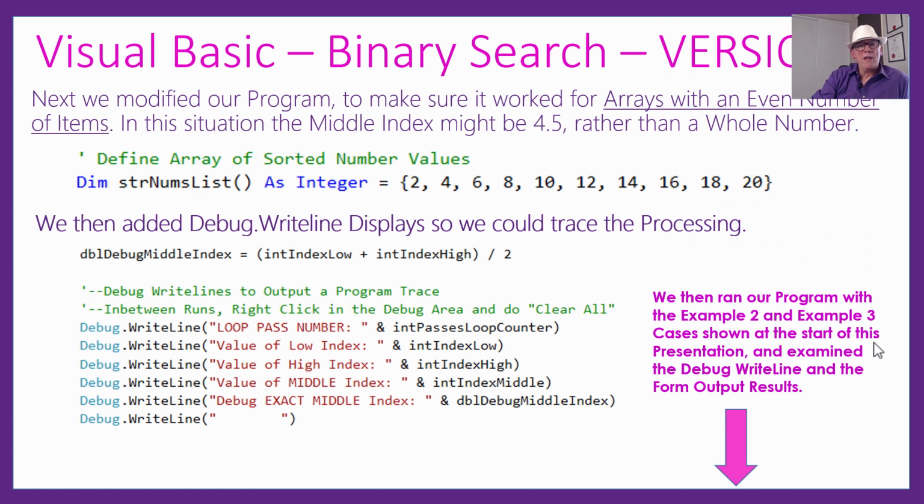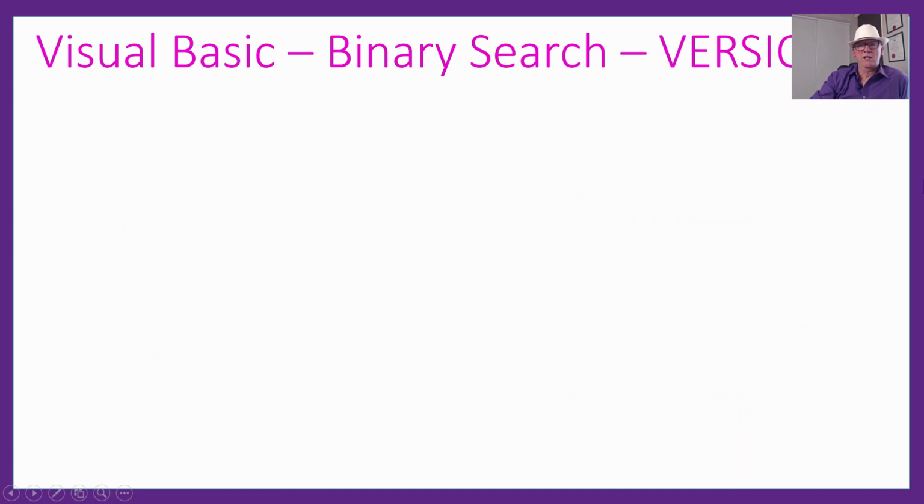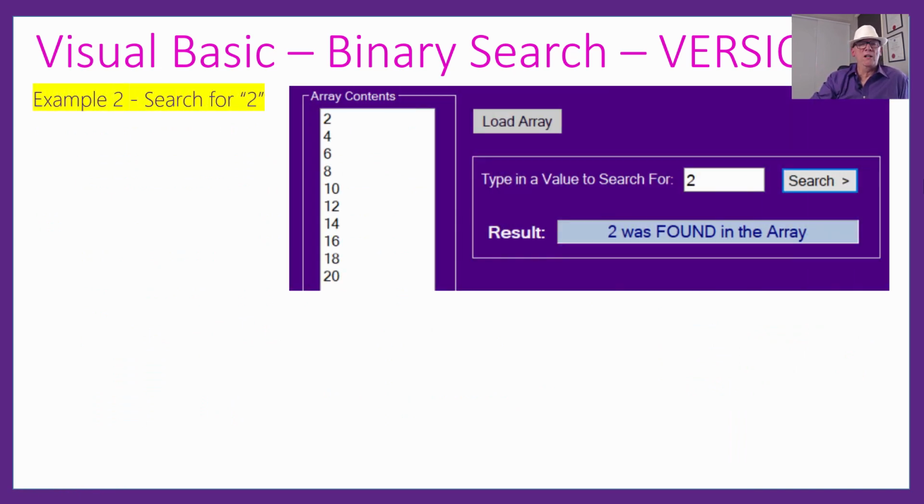Then we ran the program, because remember this was the data we used for examples 2 and 3 when we were doing the desk check. So we're redoing the desk checks now with our actual Visual Basic code. Searching for 2 was example 2. There are our numbers, 2, 4, 6, 8, 10, 12. They all come up beautifully when we click load array. We put in that we want to search for 2, the first value, and yay, 2 was found in the array, so our program's working.